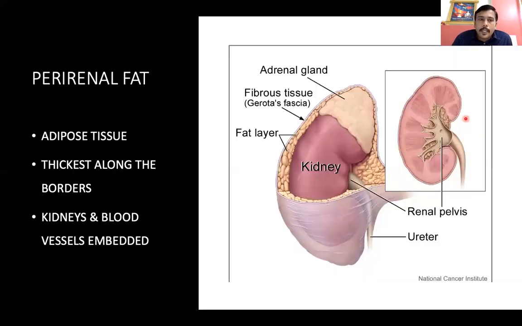Coming to the perirenal fat, meaning next to the renal capsule. It is basically the adipose tissue, the fat itself. It is thickest along the borders, thickest along the lateral as well as the medial borders. It also envelops the blood vessels of the kidney, where the blood vessels are entering through the hilum. It envelops those particular structures also.